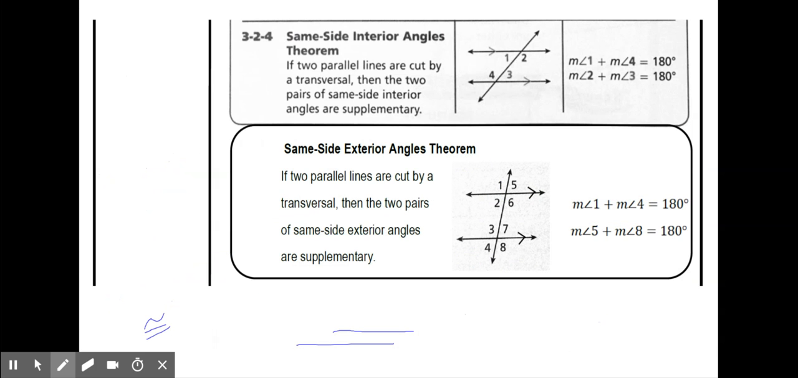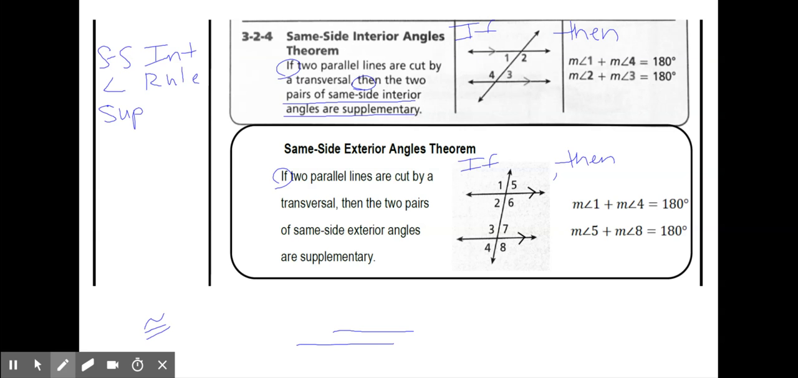What about same side? Okay, so the if parts are all the same. We have two parallel lines cut by a transversal. Then what do we know is true? All right, then the pairs of same side interior angles are supplementary. So same side interior angle rule is supplementary, meaning that their angles are going to add up to 180 degrees.